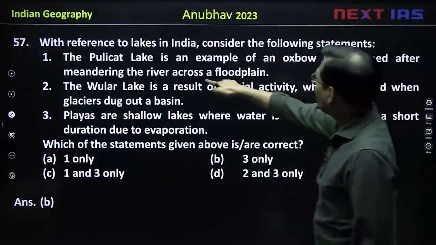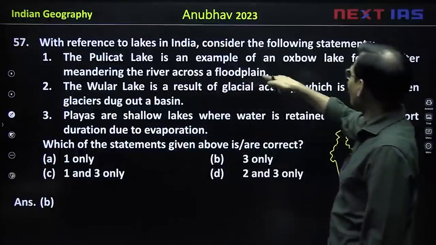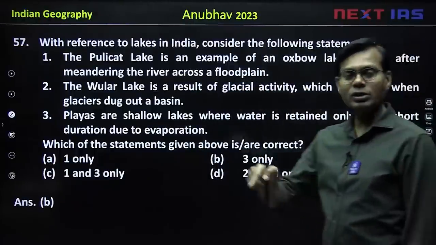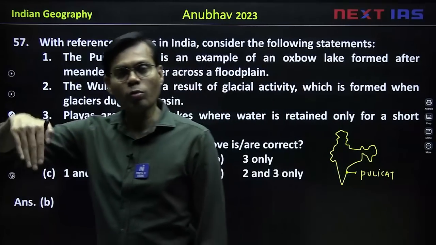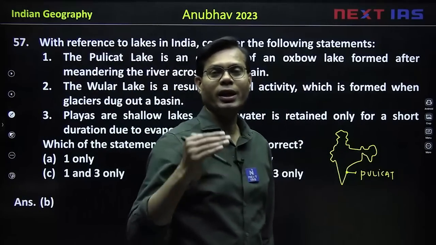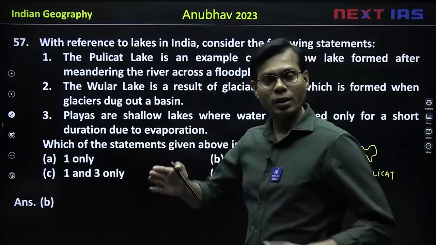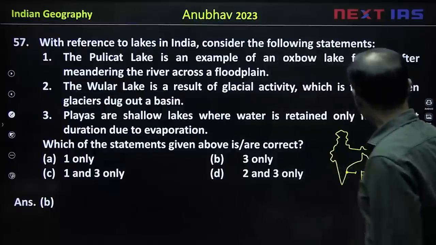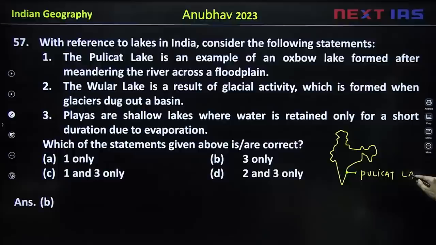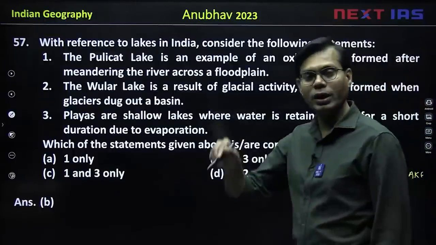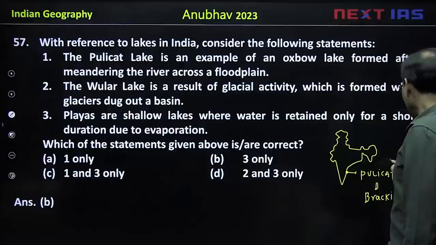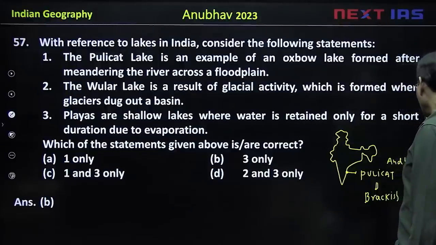And here it is mentioned it is the meandering river across the floodplain. So very less chance is there that it is the Oxbow Lake, because Oxbow Lake is formed at the meandering rivers in the North Indian Plain, for example in UP, Bihar, in the Ganga surrounding. So Pulikat Lake is a coastal lake, no doubt, and this lake is also a brackish water lake. This question UPSC also asked once: Pulikat Lake, Andhra and Tamil Nadu border.